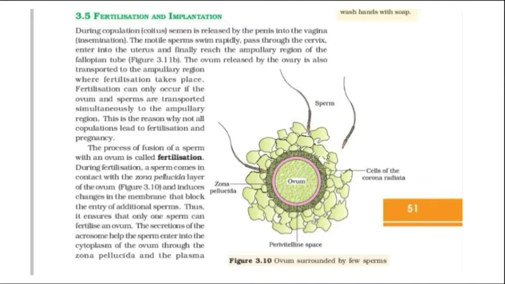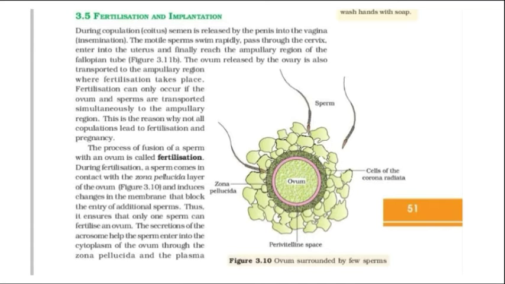During copulation, also known as coitus, semen is released by the penis into the vagina. This process is also known as insemination. The motile sperm swims rapidly, passes through the cervix, enters into the uterus, and finally reaches the ampullary region of the fallopian tube. The ovum released by the ovary is also transported to the ampullary region, where fertilization takes place. Fertilization can only occur if the ovum and sperms are transported simultaneously to the ampullary region. This is the reason why not all copulations lead to fertilization and pregnancy.